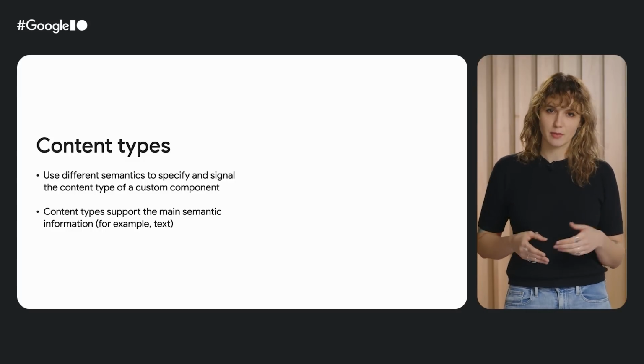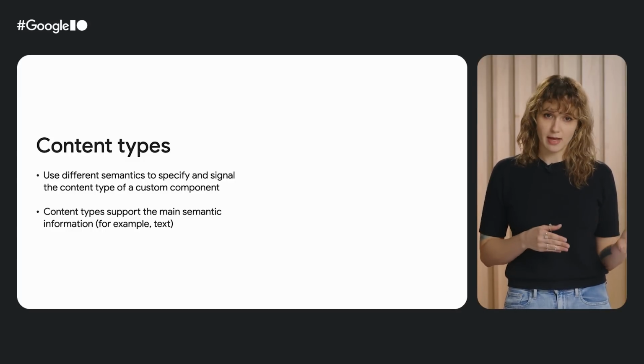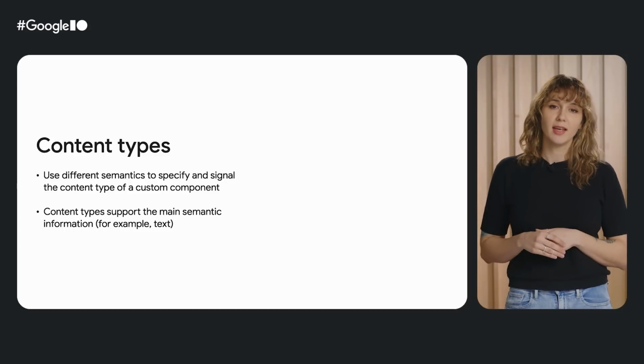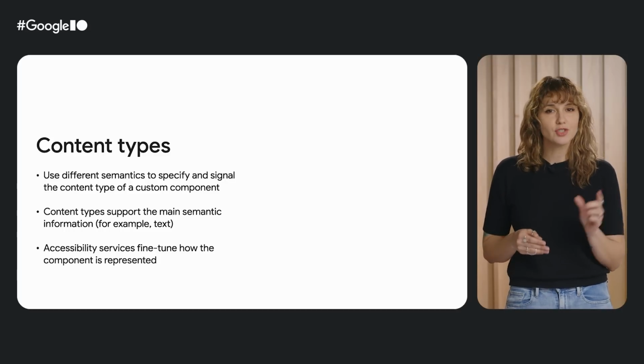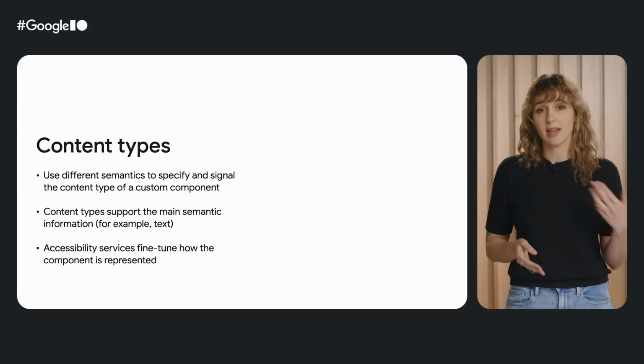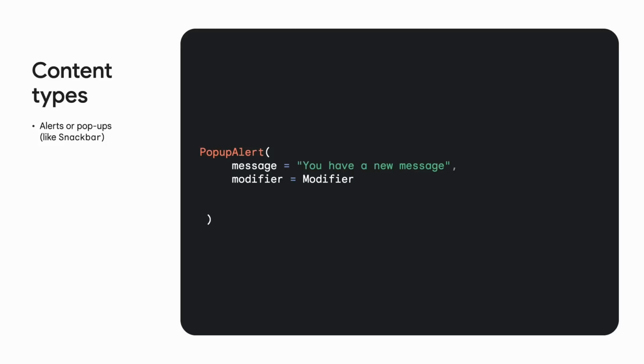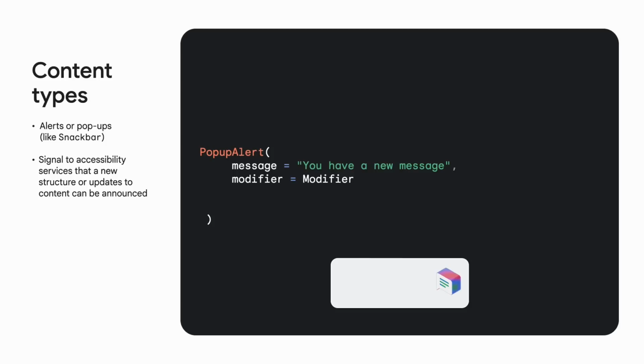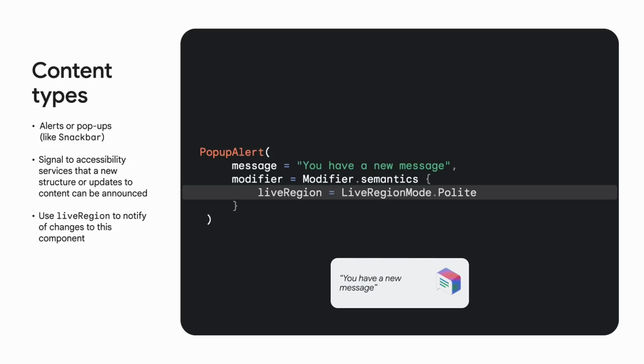To specify and signal the content type of your custom component, you can use a variety of semantics. Content type semantics support the main semantic information, for example, the text of a text composable, and help accessibility services fine-tune how the component is represented, announced, or interacted with. For instance, if your component is an alert or a pop-up like a snack bar, you might want to signal to accessibility services that a new structure or updates to content should be conveyed to users. Alert-like components can be marked with the live region semantics. This allows accessibility services to automatically notify of changes to its component or the children.